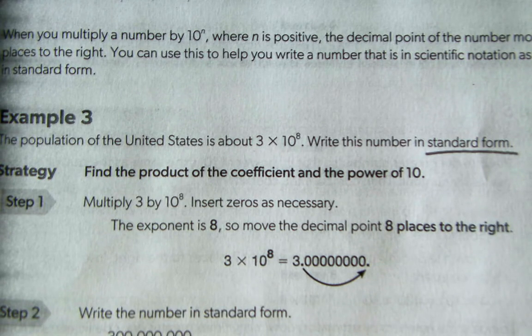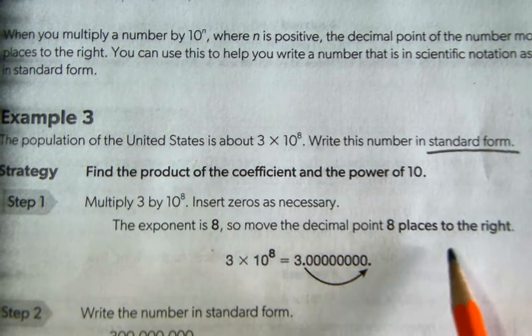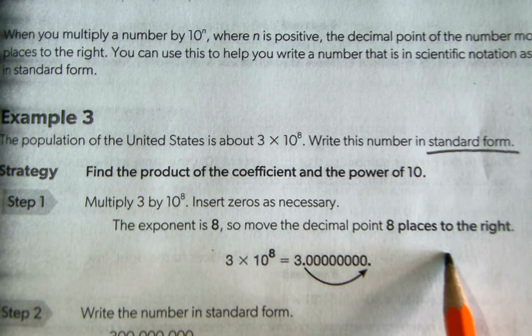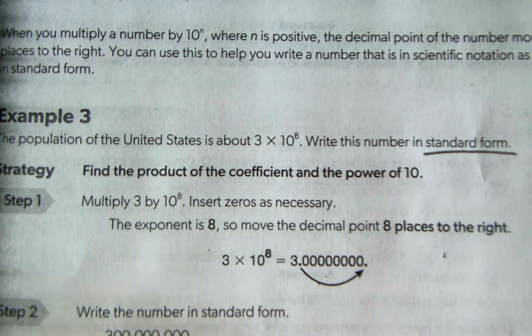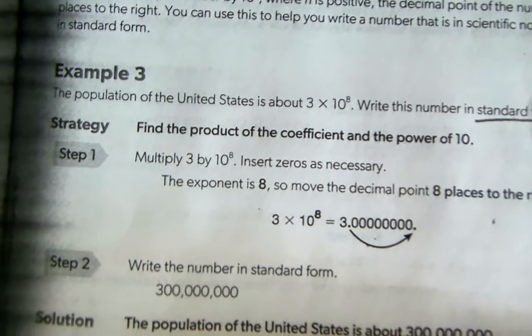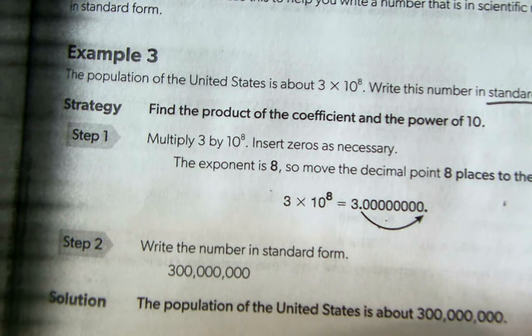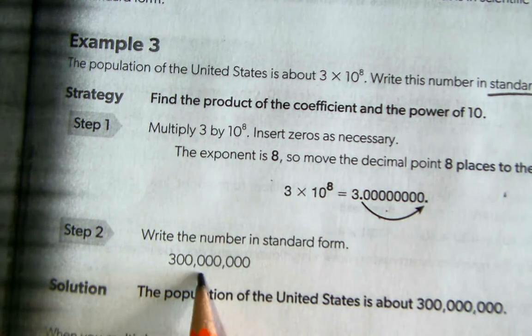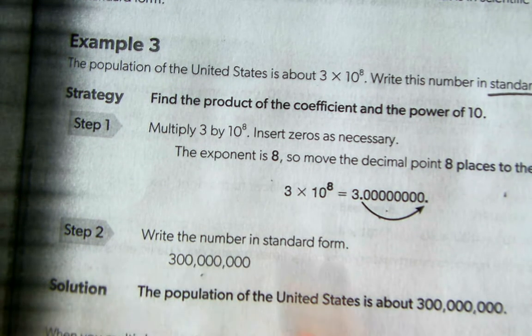Because this is a number already expressed in scientific notation, I need to put the place value into these numbers. How many zeros would come behind this 3? Because the exponent is 8, I'm going to move 8 places to the right. So that means I'm going to have 8 zeros after this 3. Therefore, the population of the United States in standard form is 300 million.